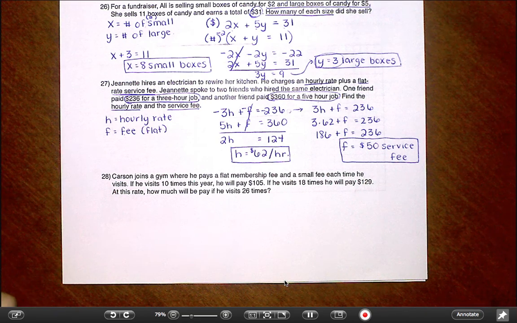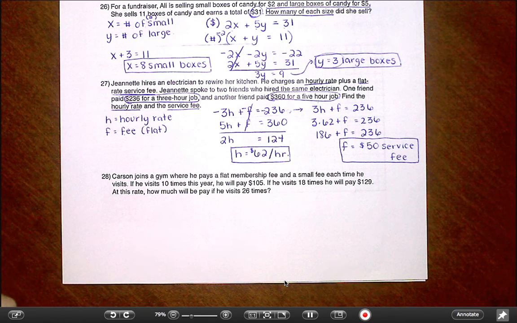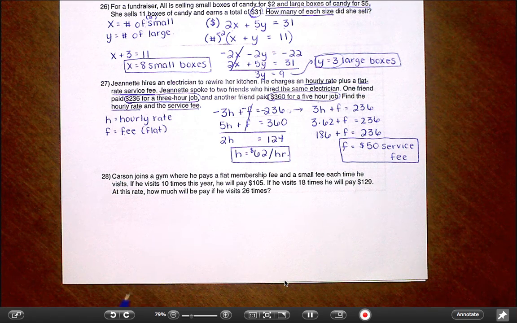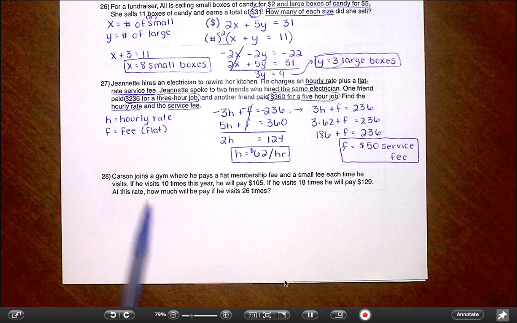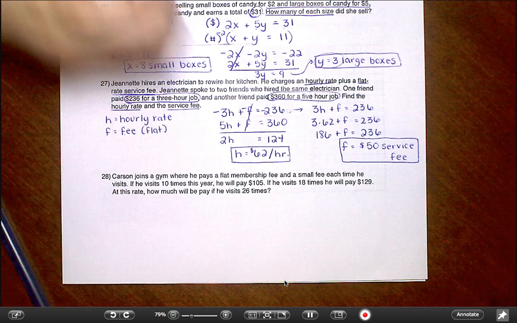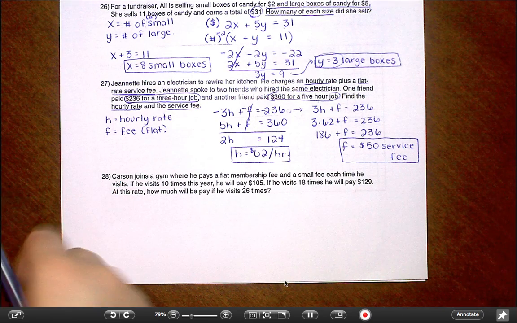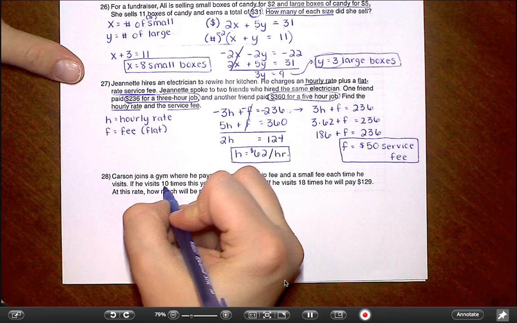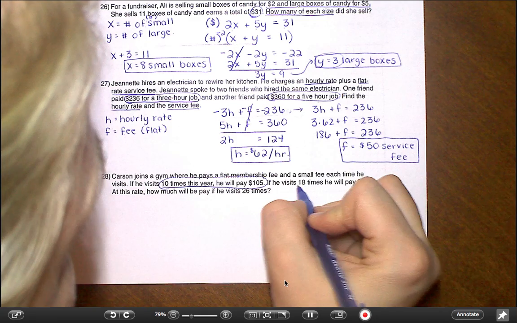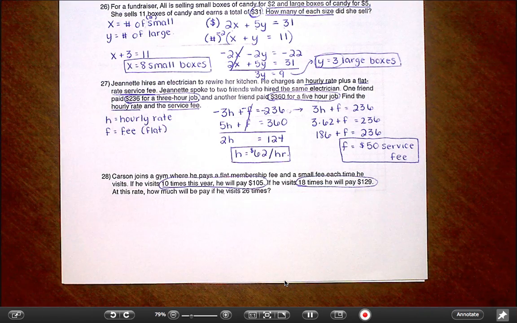Okay, one more to go. This one's sort of similar to number 27, except it's not as explicit. There's a couple of things that are really subtle that you have to pick up on here. So Carson's joining a gym. At this gym, you pay a flat membership fee, and then you also pay each time you visit. And then it gives you a breakdown. If you visit 10 times this year, he'll pay $105. If you visit 18 times a year, you'll pay $129. I want to know, how much will I pay if I visit 26 times?